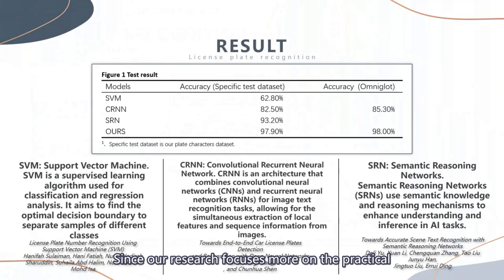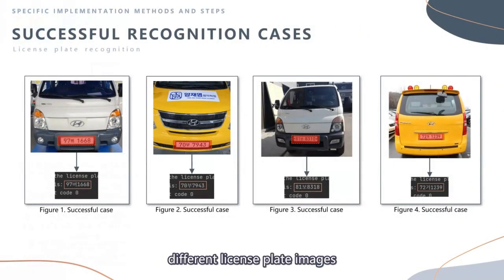Since our research focuses more on the practical applications of few-shot learning, we did not extensively test additional network architectures. As for the performance of our model on practical cases, we tested the model on 20 different license plate images. The model was able to correctly recognize 14 of those. Although the results were less than ideal, we still consider the training of our model to be successful.